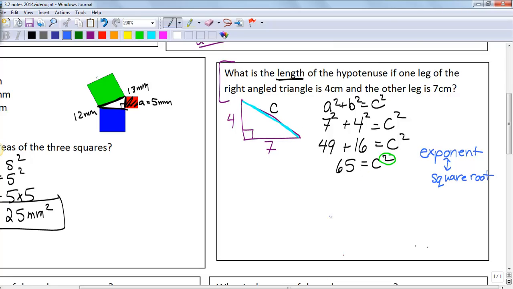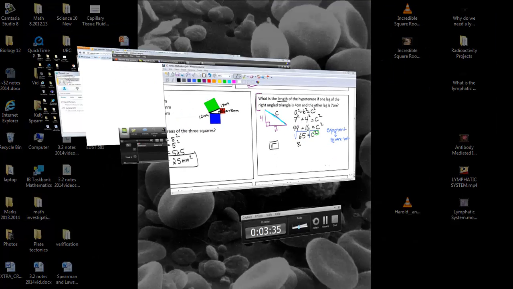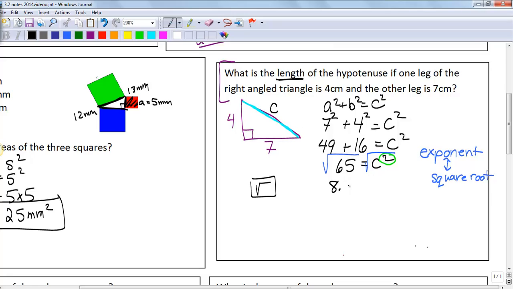So I want to get rid of that squared, and remember, just like last unit, I want the C all by itself. To get rid of that 2, I'm going to take the square root of both sides. So in your calculator, you're going to look for the square root button. Now you might have to hit the button first, then the number, or maybe the number, then the button. Every calculator is different. But when I put it in my calculator, I get a big long decimal. I'm just going to round it to 1 decimal place. So that would be 8.1 centimeters is C.